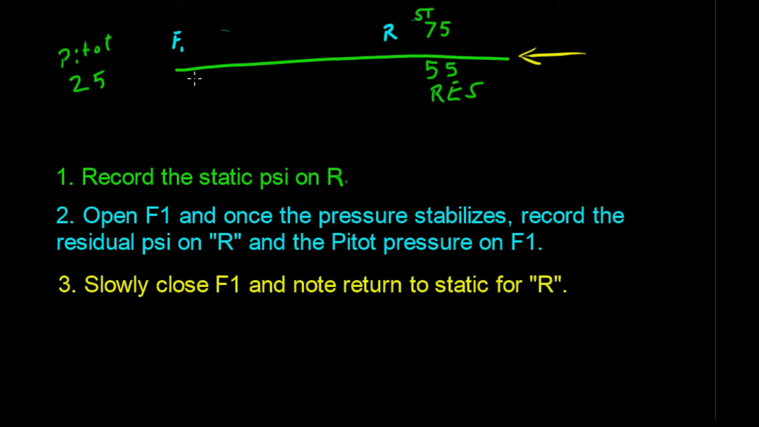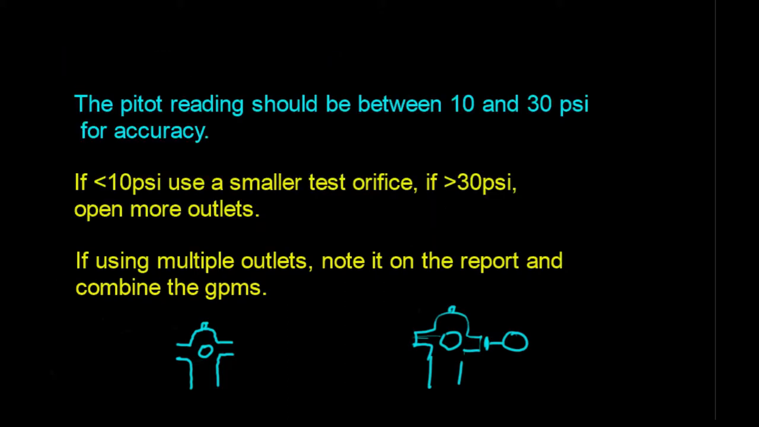So hydrants get up to 1 hour to drain. All right, the pitot readings should be between 10 and 30 PSI for accuracy. Used to, they said 10 and 40, but they've changed it. And the code books do change every few years, so you should stay up to date and read them.